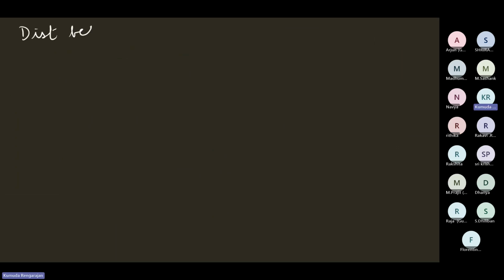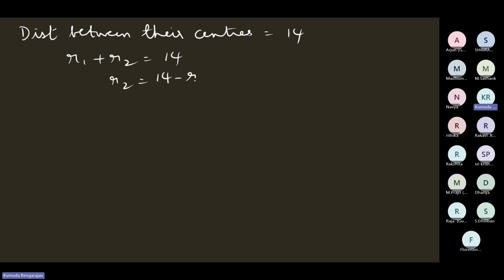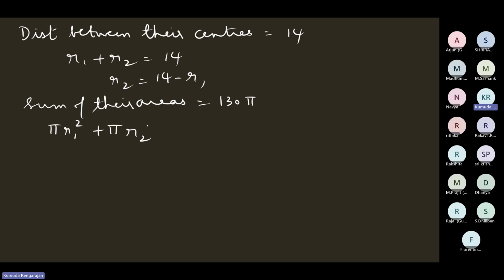The distance between their centers is equal to 14, right? Yeah. So you can say R1 plus R2 is equal to 14. So R2 is equal to 14 minus R1. Then the sum of their areas is equal to 130 pi. So pi R1 square plus pi R2 square is equal to 130 pi.